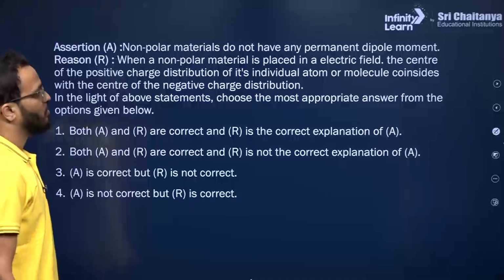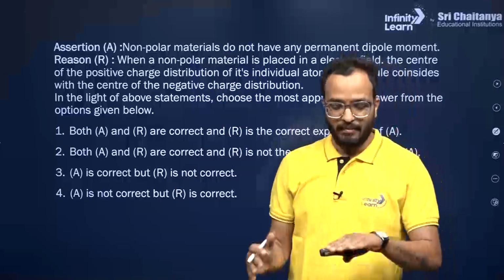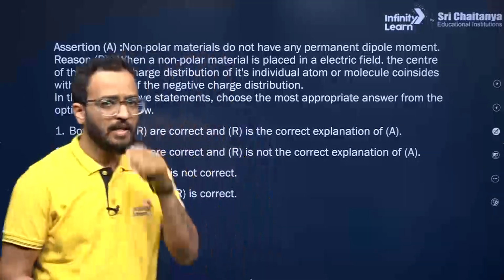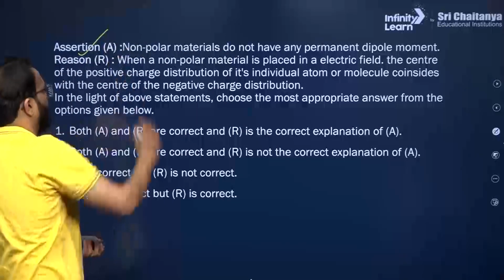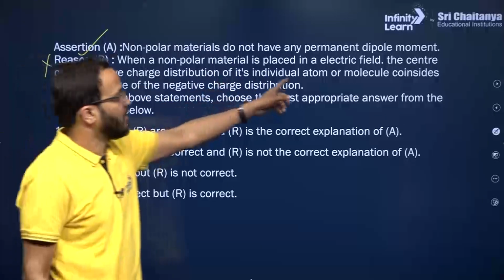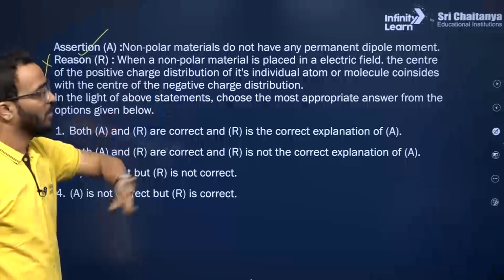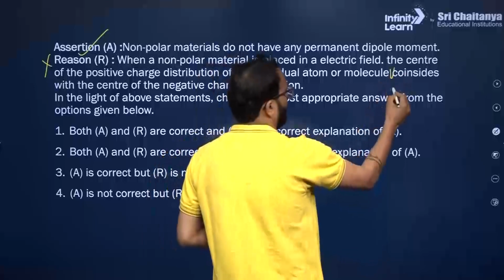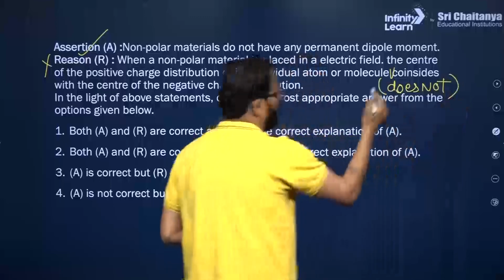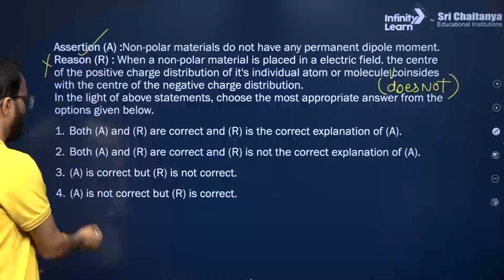See, non-polar materials do not have any permanent dipole moment, right? Because initially when there is no external field, the center of the positive and negative charge coincide. That is why there is no net dipole moment. So this is absolutely correct. But the second statement is wrong, right? When a non-polar material is placed in an electric field, the center of the positive charge distribution of its individual atom or molecule coincides. No, it does not coincide. In the presence of external electric field, it does not coincide. In the absence of electric field, it coincides. So which option is correct? Third option.